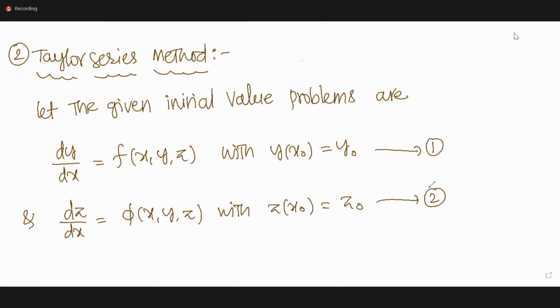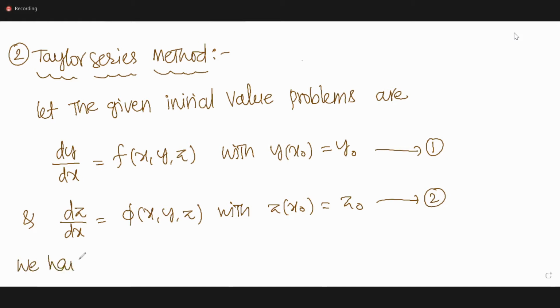Using Taylor series method, we have to expand the two functions y and z separately at the point x naught. So first write the Taylor series expansion of y at the point x naught.